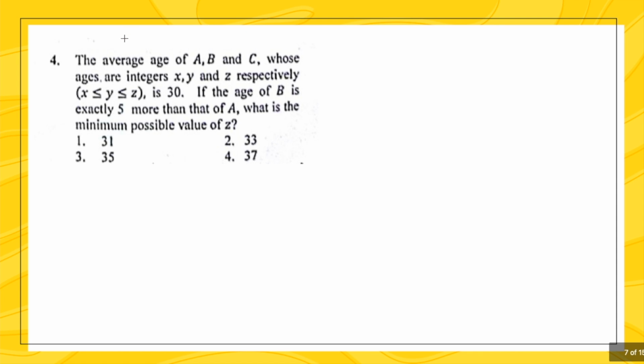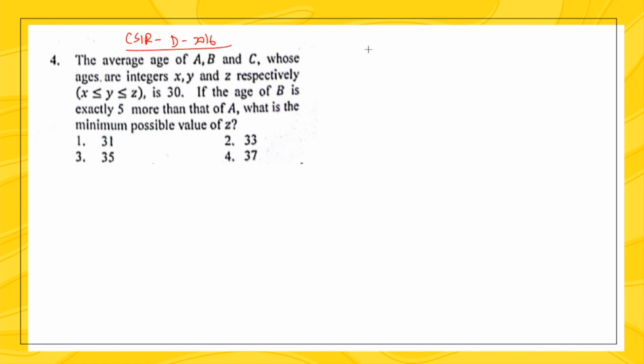This was asked in CSIR December 2016, I guess. Okay, so a little back. Yeah, so it says that the average age of A, B and C, whose ages are integers x, y and z respectively, is 30. If the age of B is exactly 5 more than that of A, what is the minimum possible value of z? Now here what they have done is, in the average itself they have given some relations.